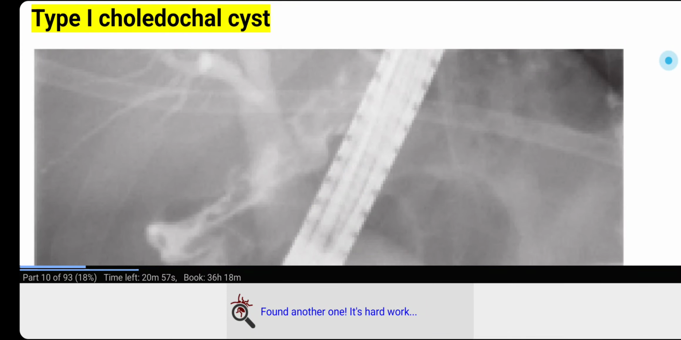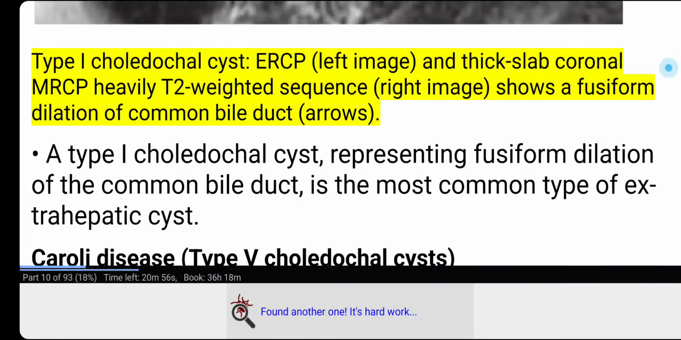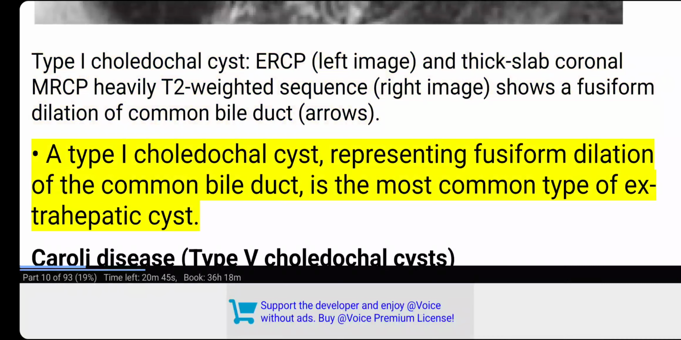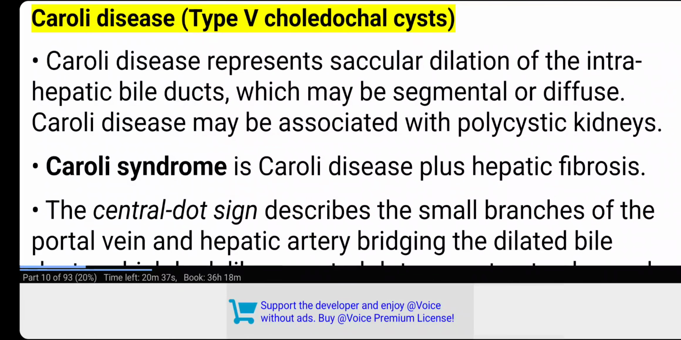Type 1 choledochal cyst. ERCP, left image, and thick slab coronal MRCP heavily T2 weighted sequence, right image, show a fusiform dilation of the common bile duct, arrows. A type 1 choledochal cyst, representing fusiform dilation of the common bile duct, is the most common type of extrahepatic cyst. Caroli disease, type 5 choledochal cysts.